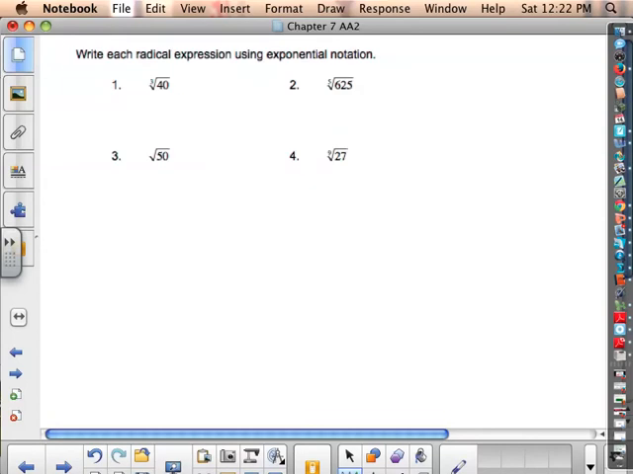So now we're going to write each radical expression using exponential notation. I'm not going to simplify these. I'm simply going to rewrite these. So this becomes 40 raised to the 1/3. Number 2 becomes 625 raised to the 1/5. 50 to the 1/2, and 27 raised to the 1/9. So you can see all I'm doing is taking that index, it becomes the denominator, and then the power on the number actually becomes the radical.